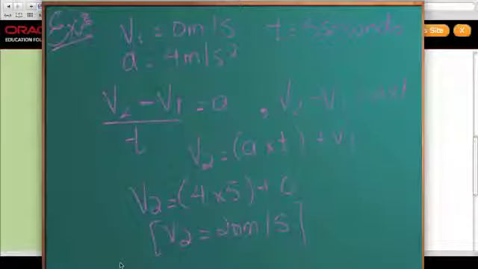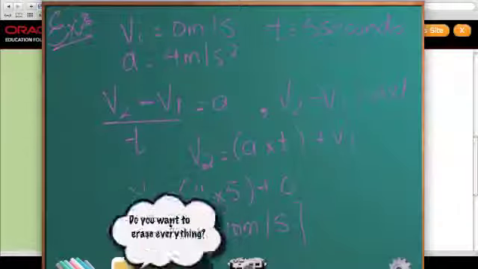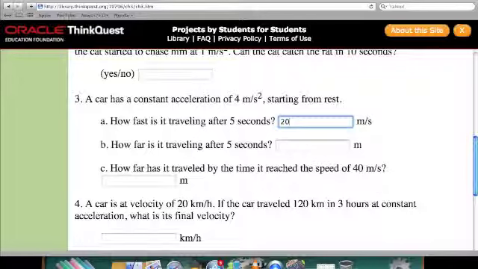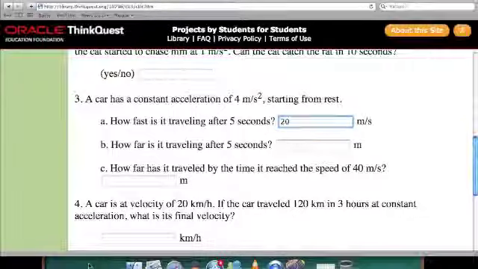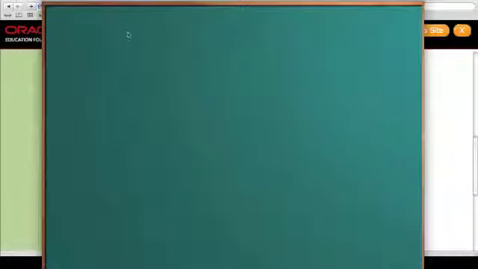Now it's asking again a question from velocity. It says, how far is it traveling after 5 seconds? We know we have the initial velocity, which is 0 meters per second. We have the final velocity, which is 20 meters per second.